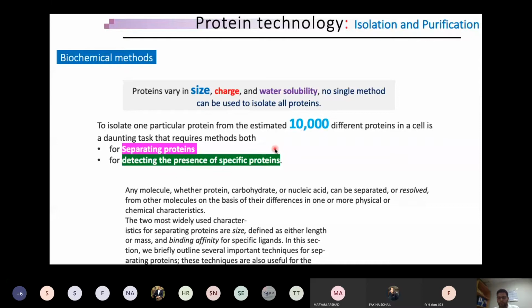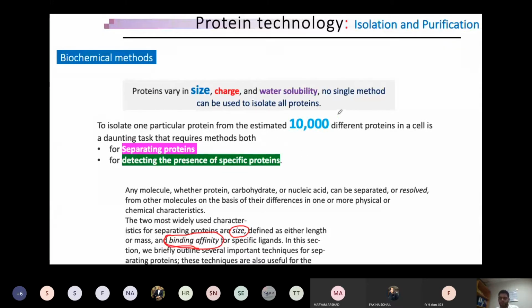Any molecule, whether protein, carbohydrate, or nucleic acid, can be separated or resolved from each other on the basis of physical or chemical characteristics. I have already given you those physical and chemical characteristics on which you can separate them. When you talk about proteins, there are two very important physical characteristics. I haven't highlighted it, and I should have, but I forgot. These are size and binding affinities, which are very important when we talk about protein purification.